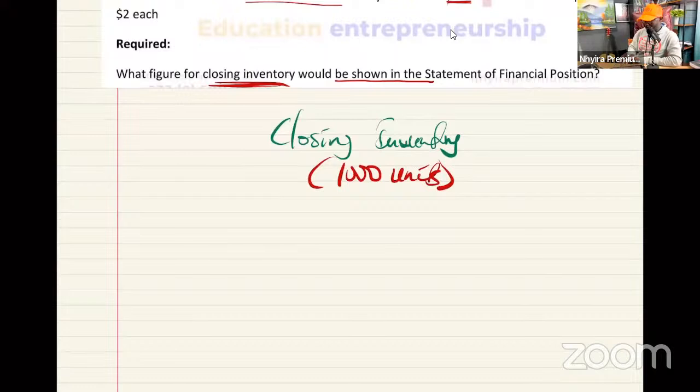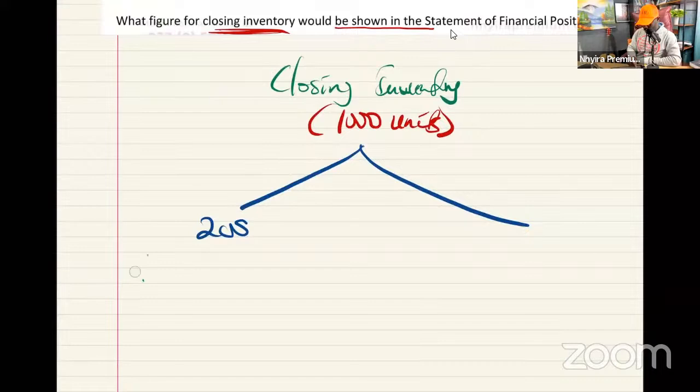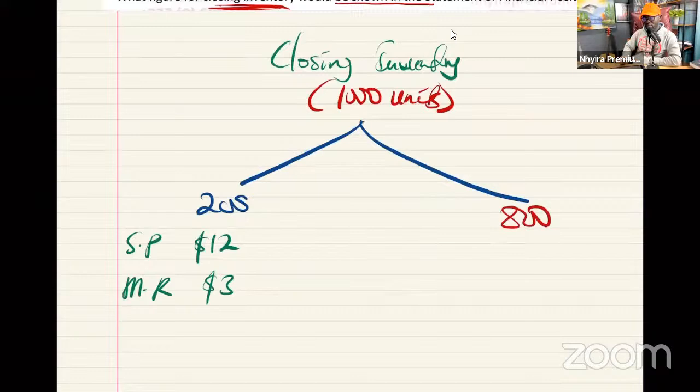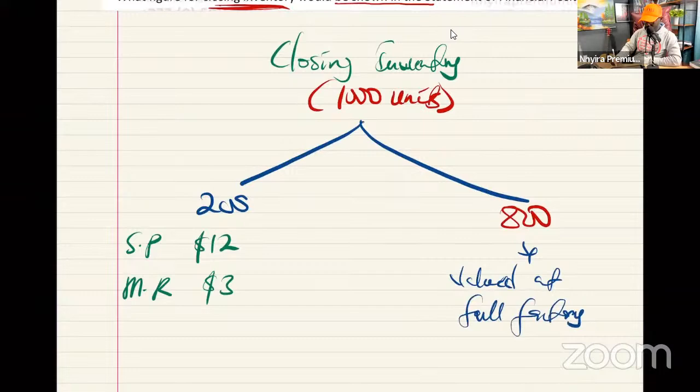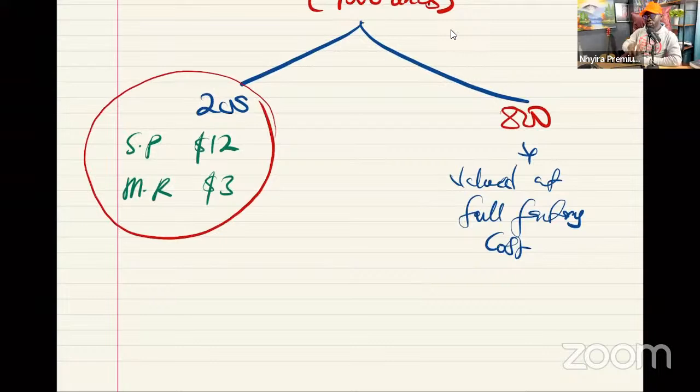So remember, we have 1,000 units. 200 of that, the examiner is saying, can be sold for $12 after a minor repair. So selling price for this is $12, then we must do a minor repair of $2. What does that mean? It means the 800 is not having any problem. So the 800 must be valued at the full factory cost. But we need to determine the net realizable value of the damaged inventory and compare it with the full factory cost. What is lower will be the decision rule for us in this case.